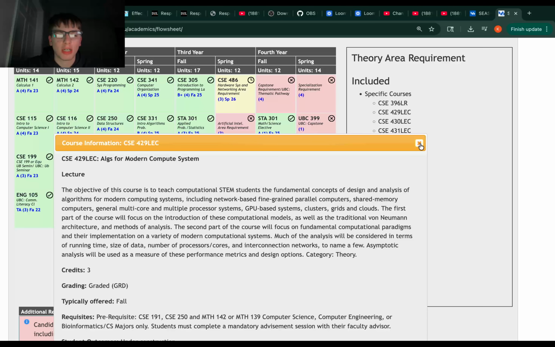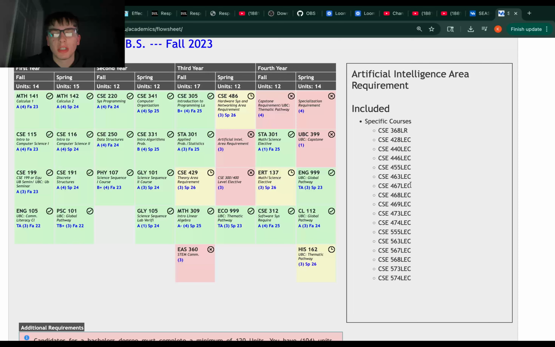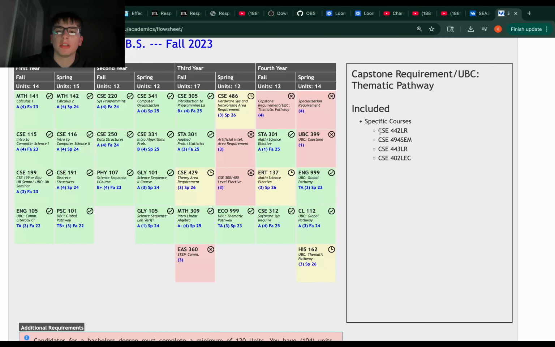So that's the other class I'm taking right now. And then I have 4 more CS classes left that I need to take. I still need another AI course. I plan on doing Intro to ML for that requirement. And then I also need the capstone requirement, CSE 442. I plan on doing software engineering.